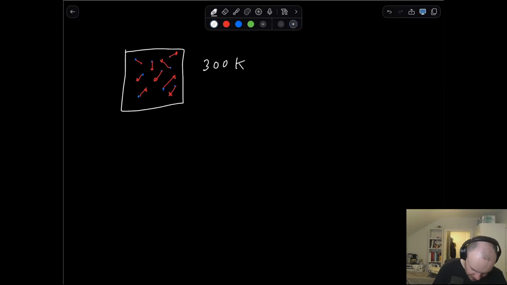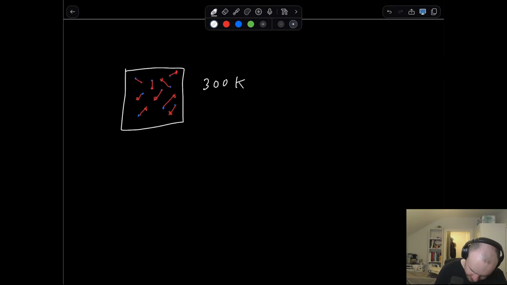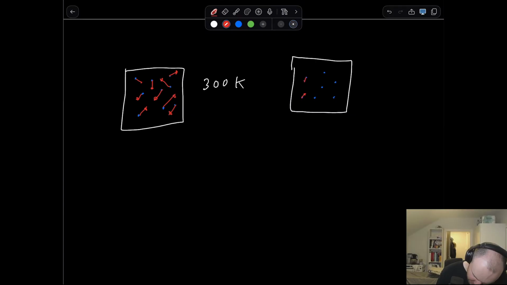And as well, let's say I had the same container here, now with the same amount of particles. I don't remember how many particles there are, and I don't care either. This is just an example. So I have the same amount of particles, but on average, they have less kinetic energy. So let's say this was 200 Kelvin, like that.